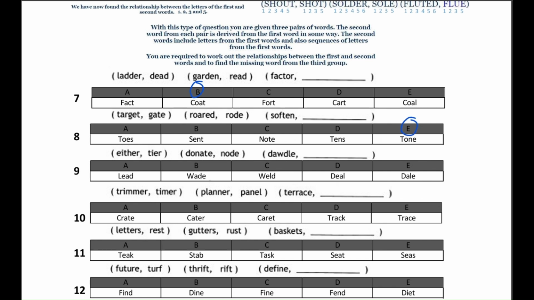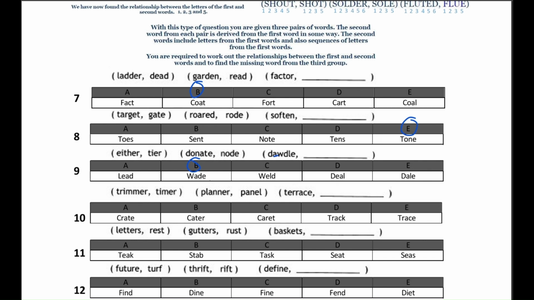Question number 9. Question 9 has the pairs either, tier, and donate, node. What does dawdle turn into using the same rule? Our options are A, lead, B, wade, C, weld, D, deal, or E, dale. The correct answer is B, wade. By swapping around the letters in the same way as the first 2 examples, dawdle turns into wade.